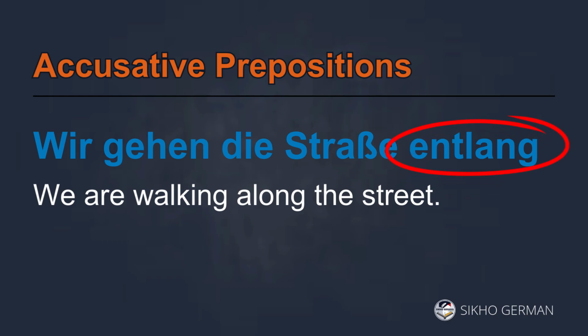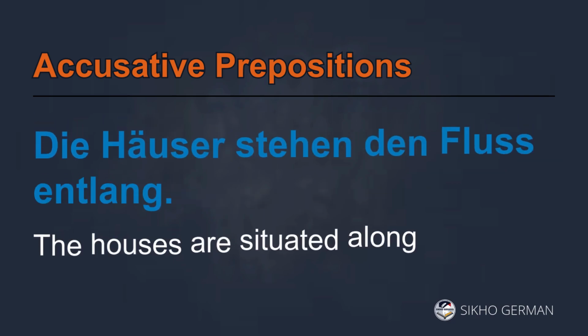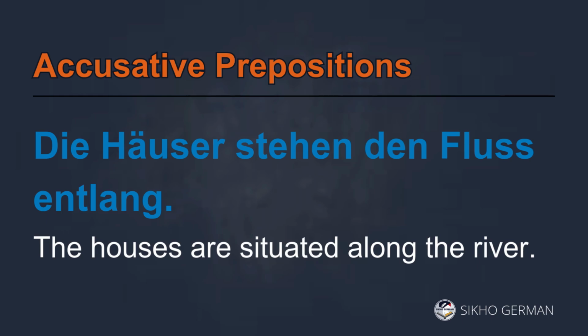In this case, the preposition entlang stands not before the object, but after the object. This is only the case of entlang and not for the other prepositions. Die Häuser stehen den Fluss entlang. The houses are situated along the river. Here, entlang shows location alongside something. Again, the case is accusative because entlang is an accusative preposition in this usage.